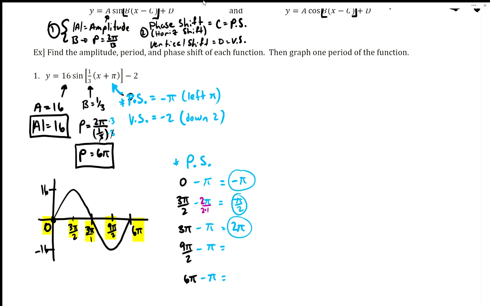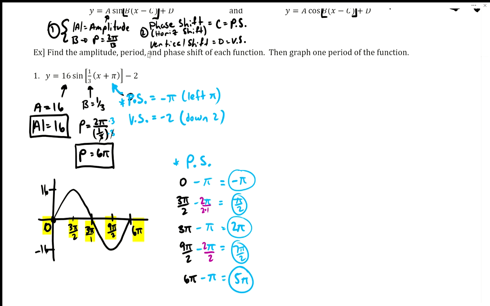And then the next one, again, I need a common denominator. 9 pi over 2 minus 2 pi over 2, and then simplifying, that gives us 7 pi over 2. And then the last one, that one's not too bad, 5 pi. So those are our new important x values.